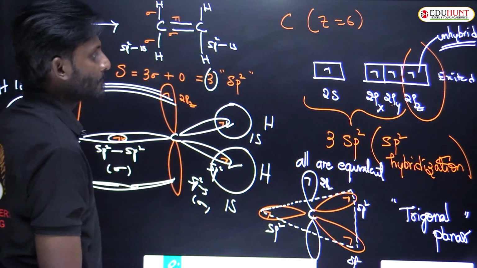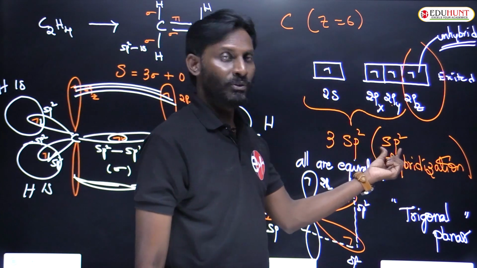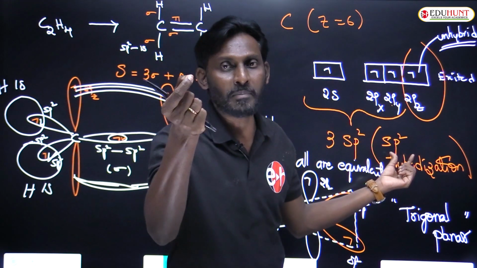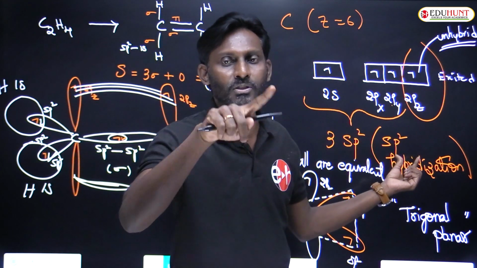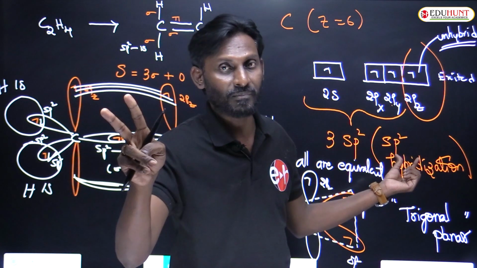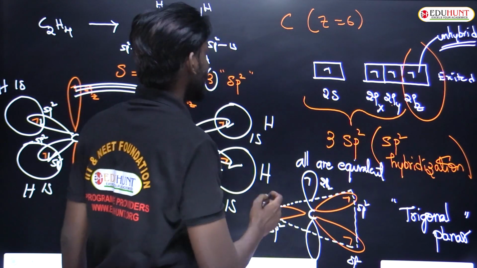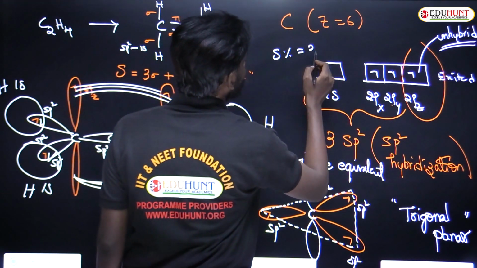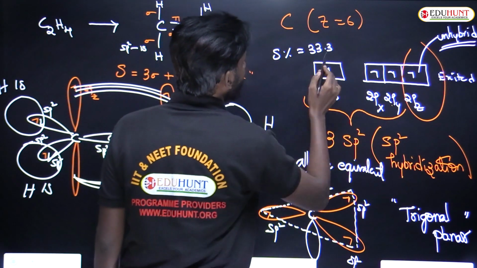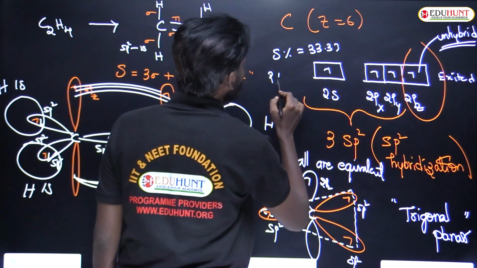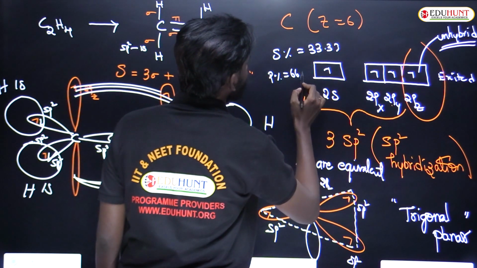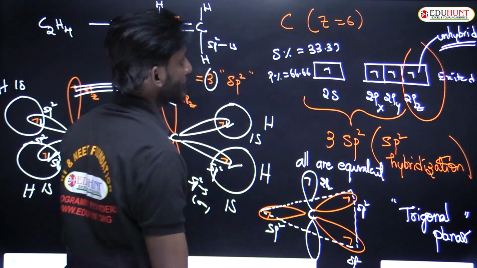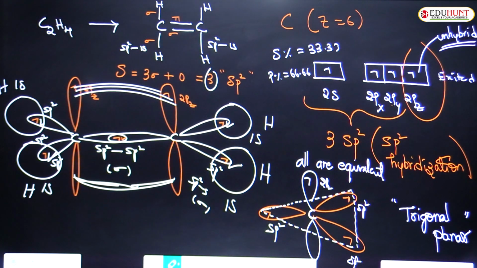Similarly, you can get this also. See what happens here. If you take one sp2 hybrid orbital, one sp2 hybrid orbital is formed by the intermixing of 1 s and 2 p. So obviously the s percentage is 33.33% and the p percentage is 66.66%, like this. Okay.